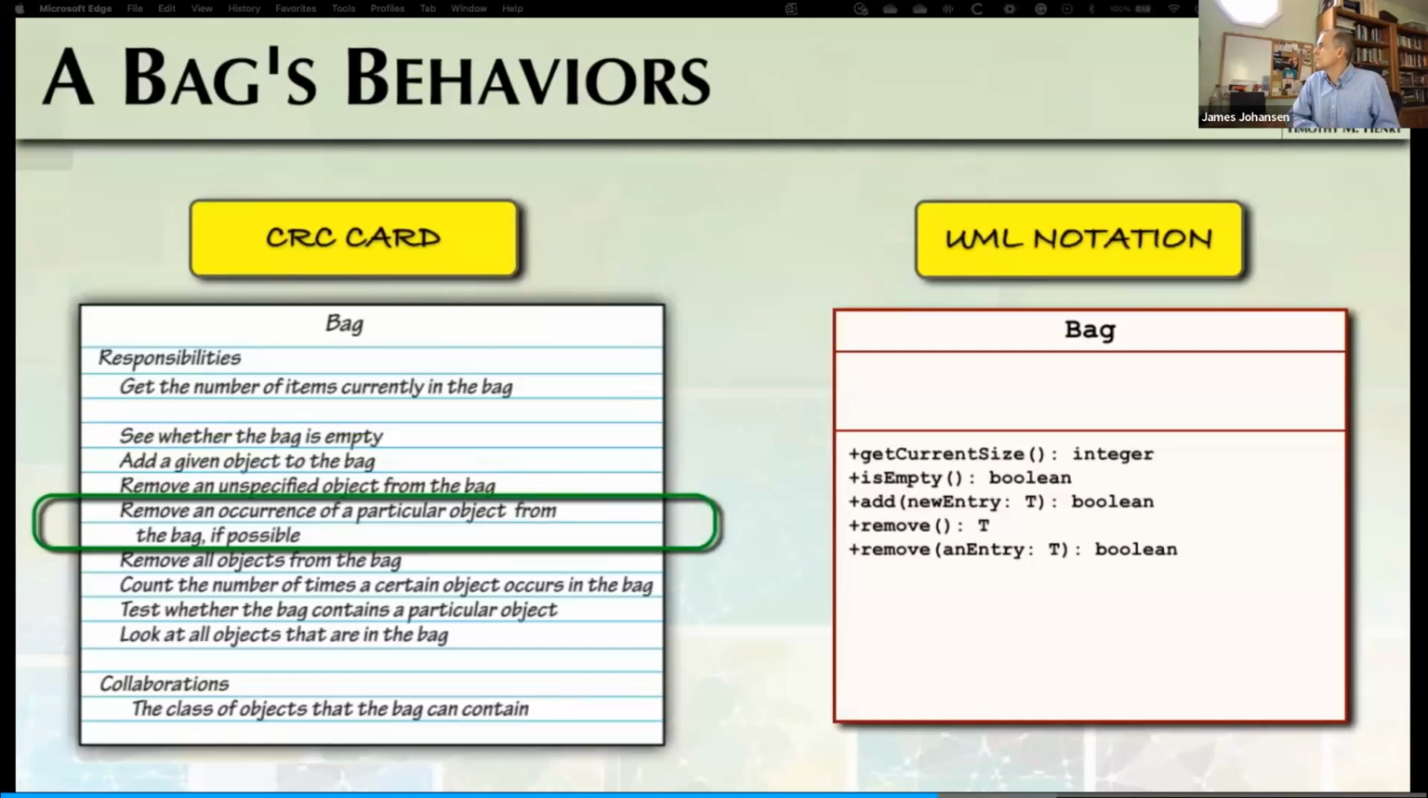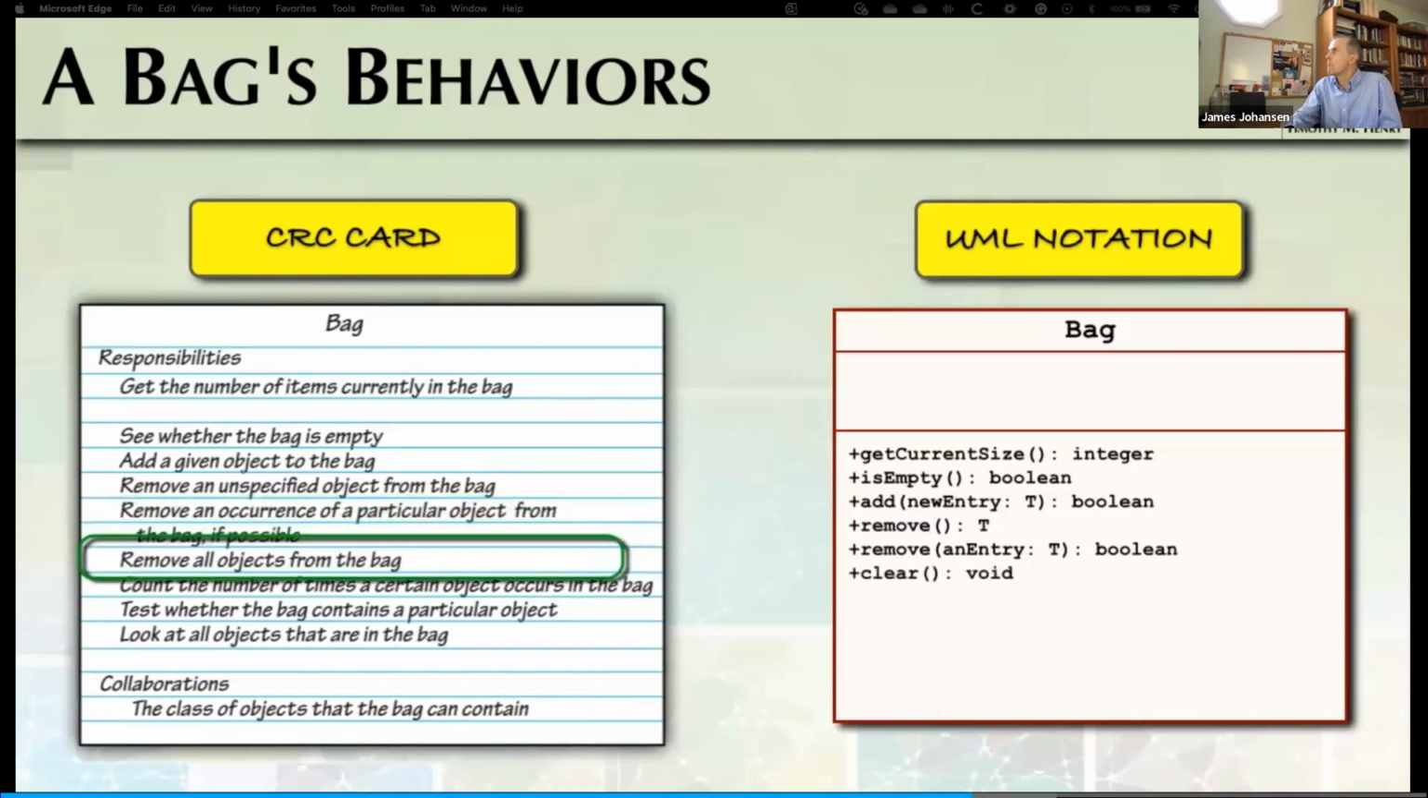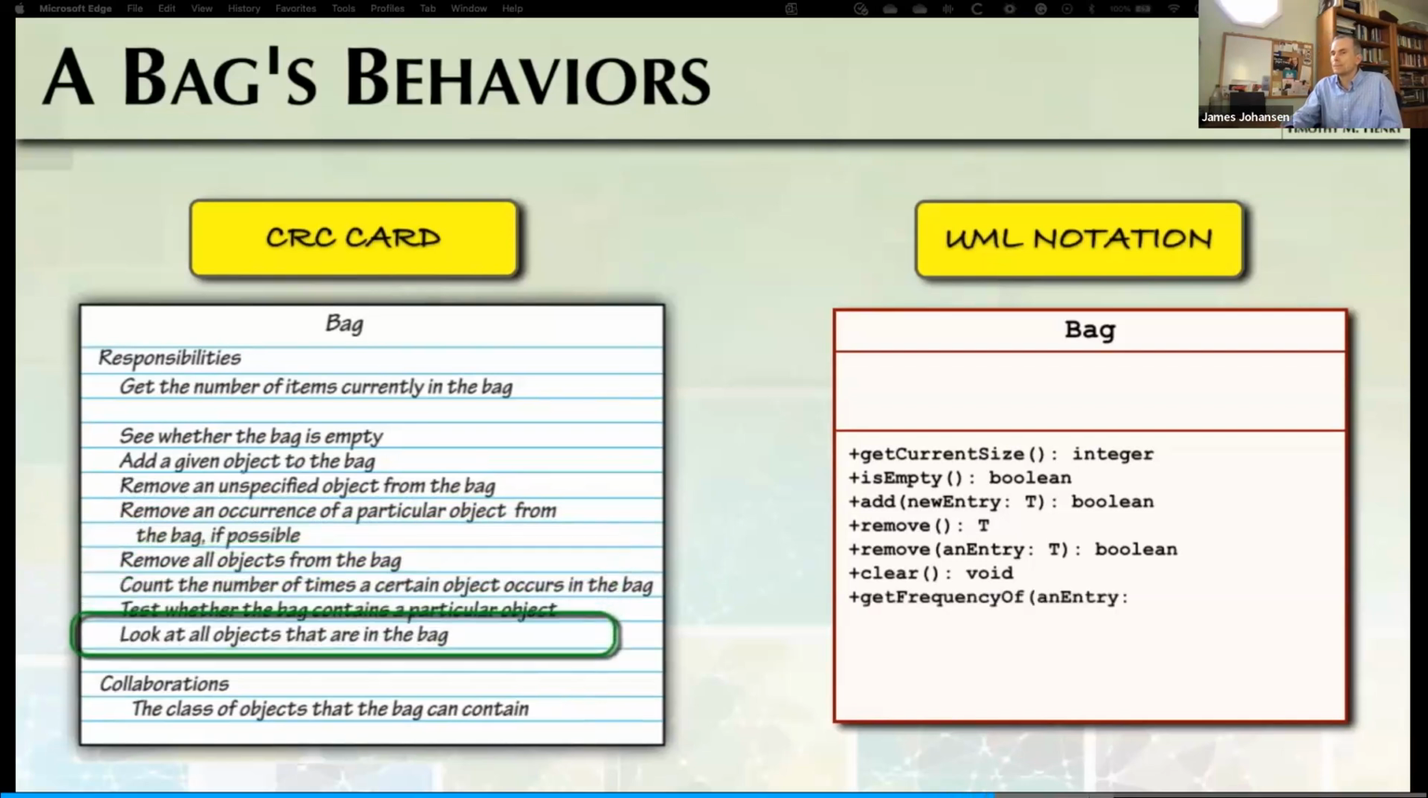If the bag does not contain the item, we need to inform the client. Since the client already had to specify the item as a parameter, we can return a Boolean to indicate whether or not the item was successfully removed. Removing all the bag's contents can be a void method. We just want to empty the bag, not retrieve any of its contents. The next two methods report on a specific item and don't change the contents of the bag.